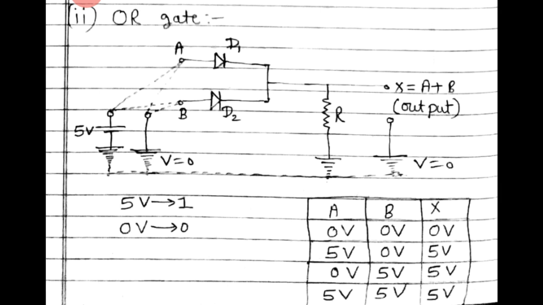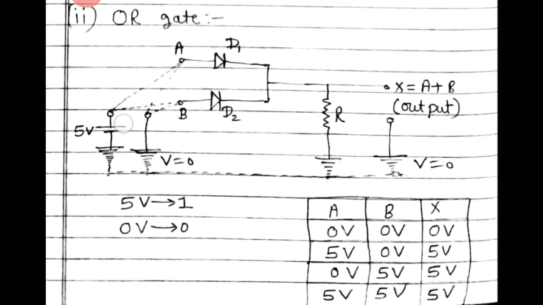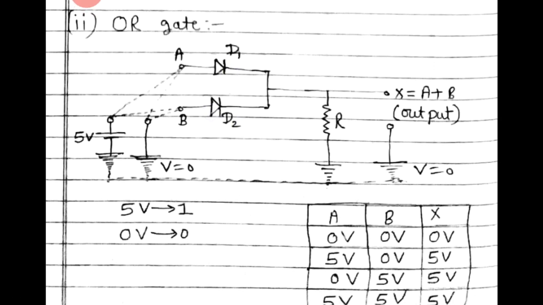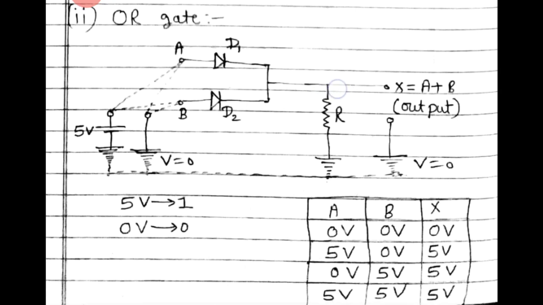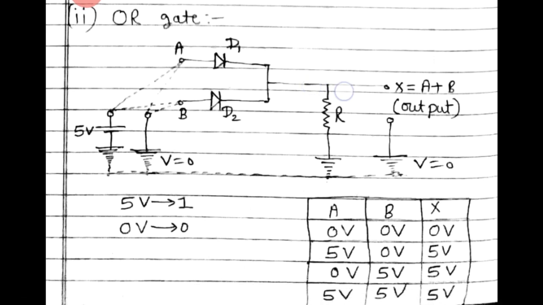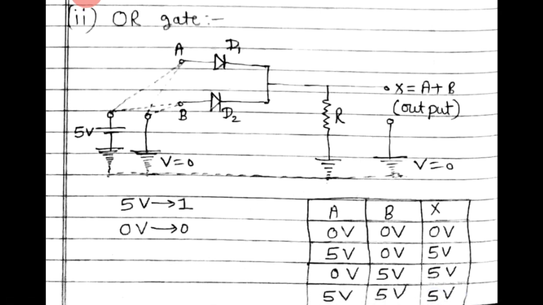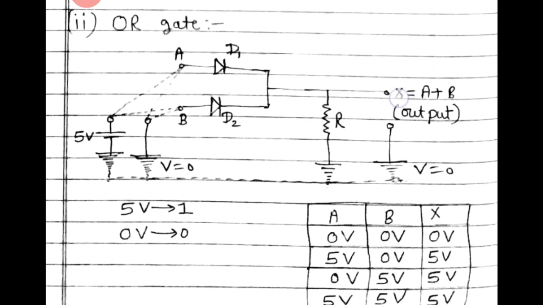Now the fourth case. A is given 5 volt, B is given 5 volt. Here D1 and D2 both are forward bias, and in the ideal situation there is no resistance in D1 and D2. It means at this point the potential will be 5 volt because there is no potential drop from here to here. So at this point voltage will be 5 volt, so at point X also the voltage will be 5 volt. Here output will be 5 volt. After that there will be some potential drop, but that will not affect the output here.